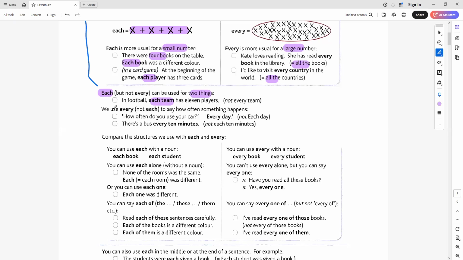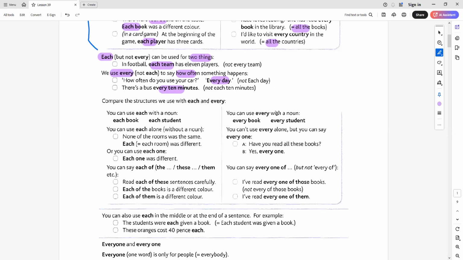And we use every to say how often, 就是它多久发生一次，OK？ So whenever we use it with time, every day, 我们不是说所有的天，不是，OK？我们是表示这个频率的意思 frequency. So it should be every day. How often do you use your car? Every day. And then there's a bus every 10 minutes, 每隔10分钟呢都会有 every 10 minutes. So we understand that that is a frequency.